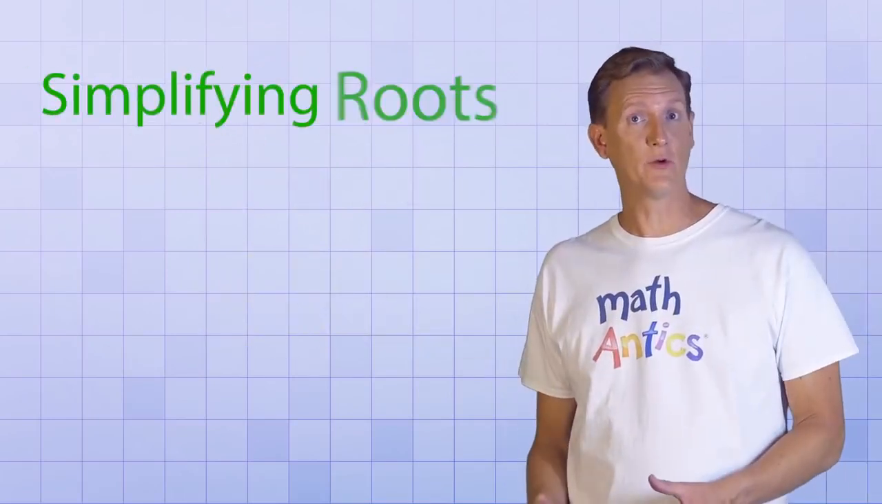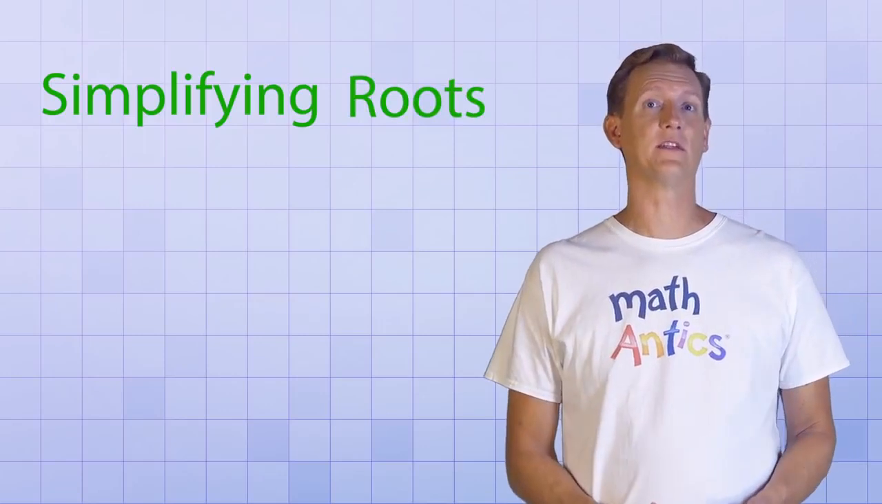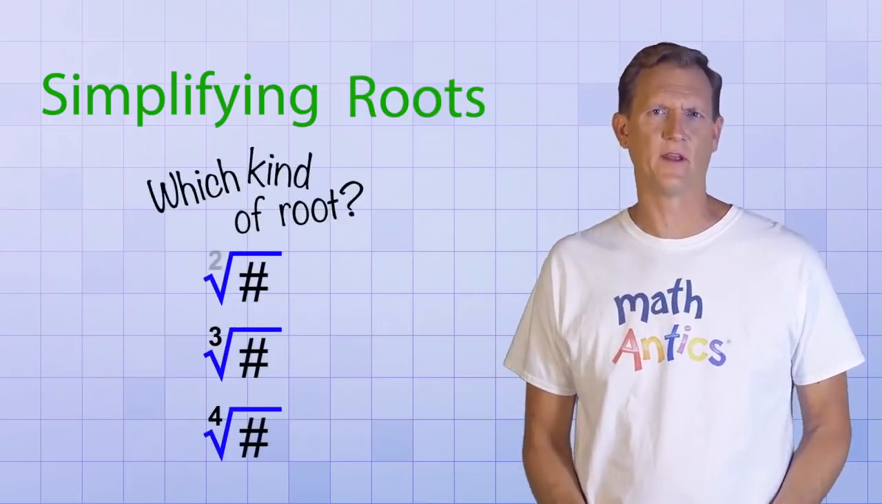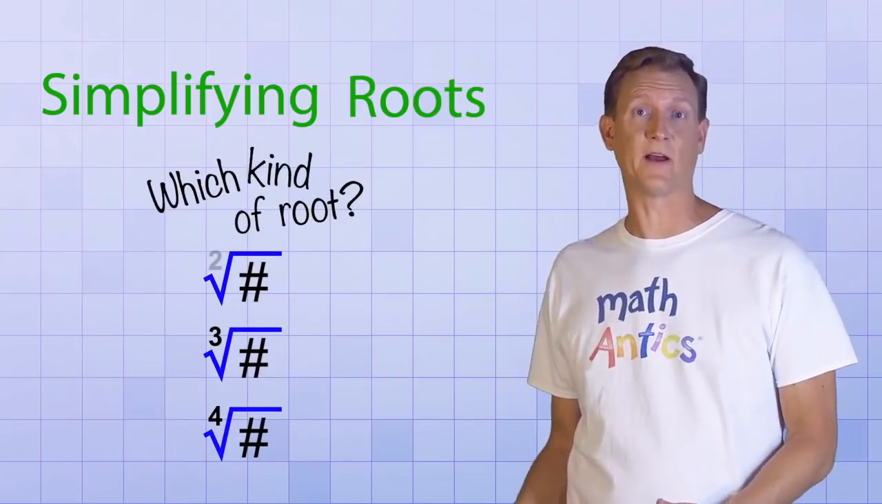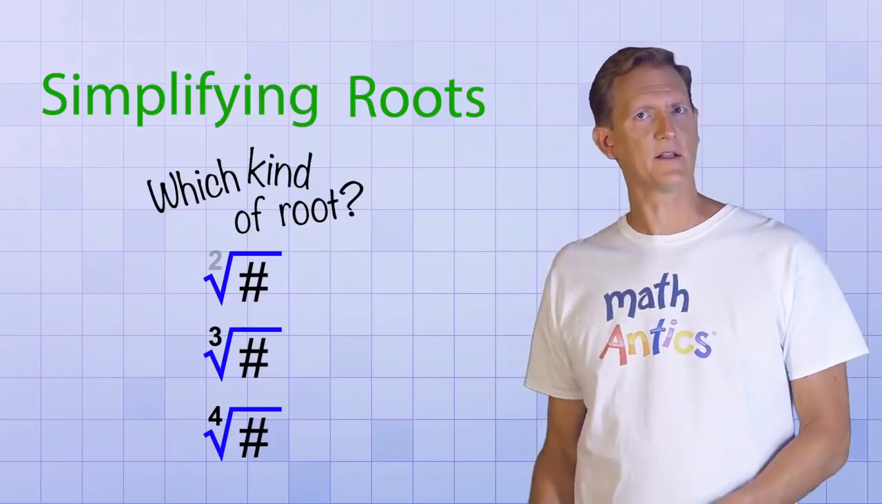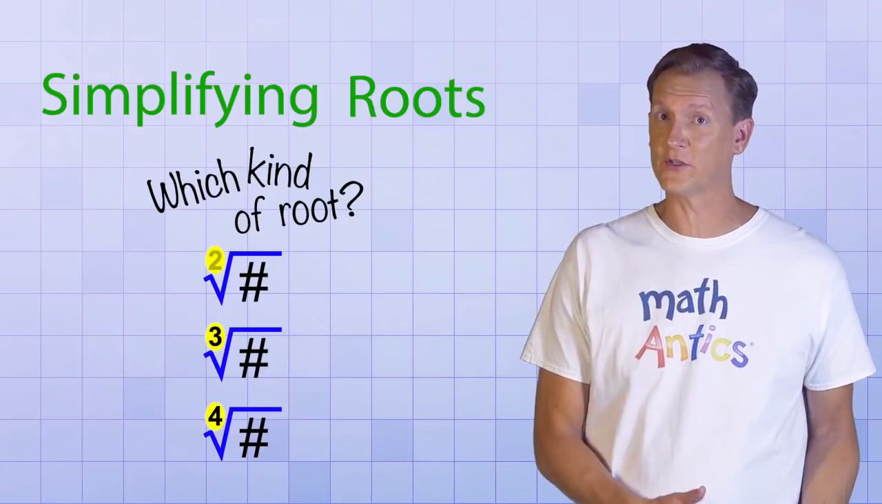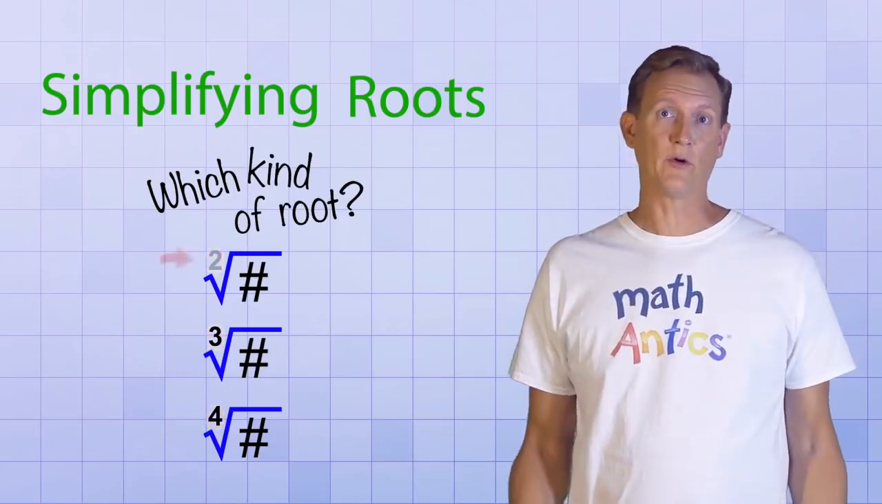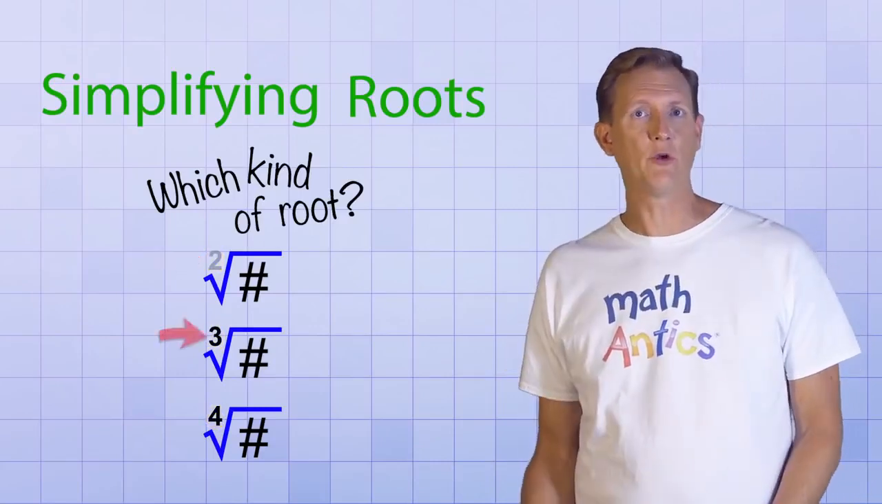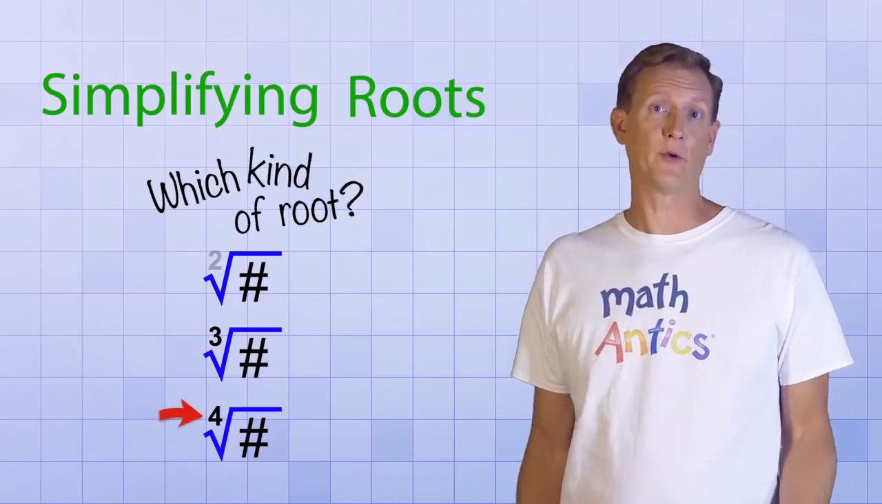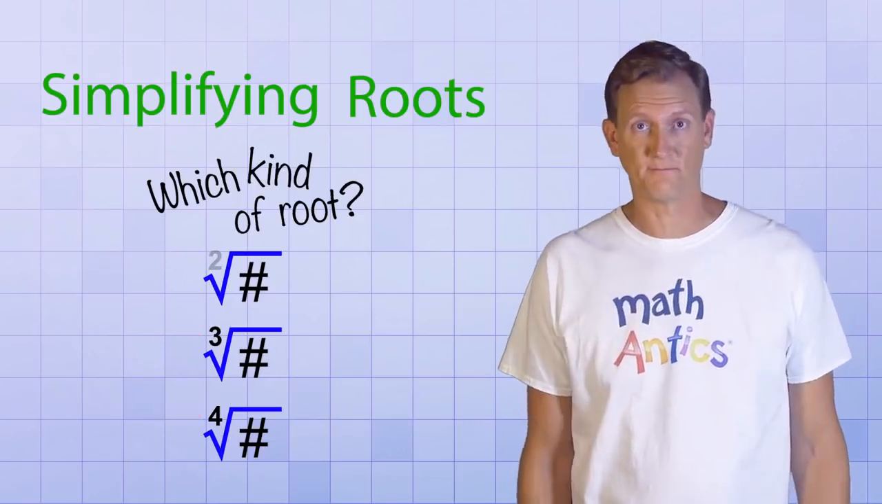So when simplifying roots in general, it's important to pay attention to which kind of root you're dealing with, so you know which factors can be simplified and which can't. Basically, you just look at the index number and then try to find groups of identical factors of that size. For square roots, it's groups of 2. For cube roots, groups of 3. For fourth roots, it's groups of 4, and so on.